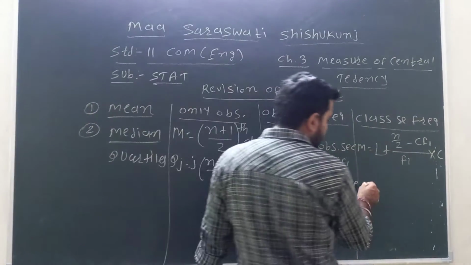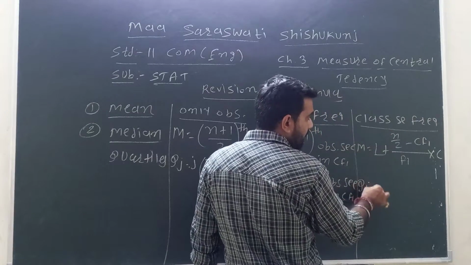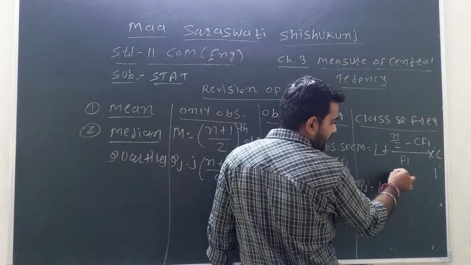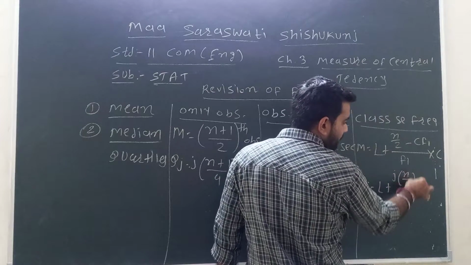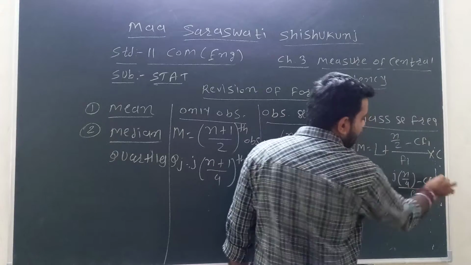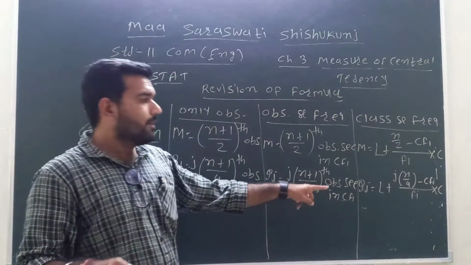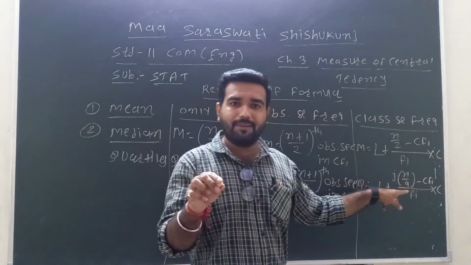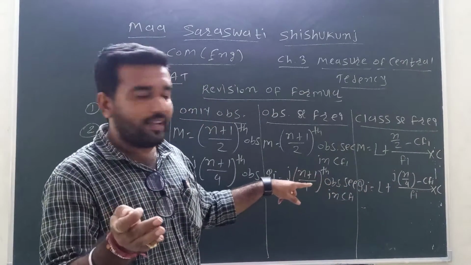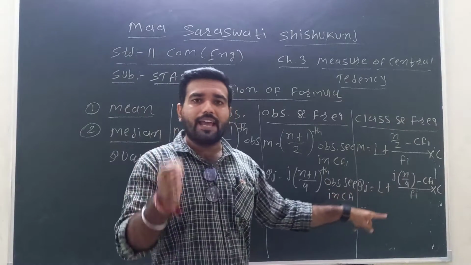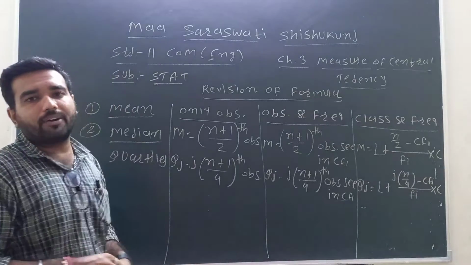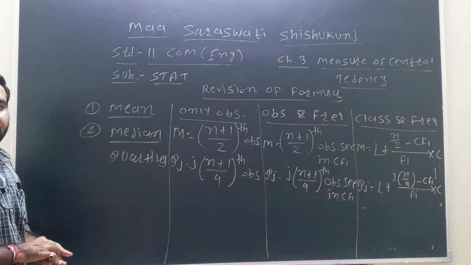Now third, when classes are given, Qj is equal to L plus [j in bracket n by 4 minus CFi] upon fi, multiplied by C. CFi means first of all we compute j in bracket n by 4. CFi is the upper class cumulative frequency, where j in bracket n by 4 lies. fi is the same class frequency, C means class length and L means lower bound. So these are the quartiles.